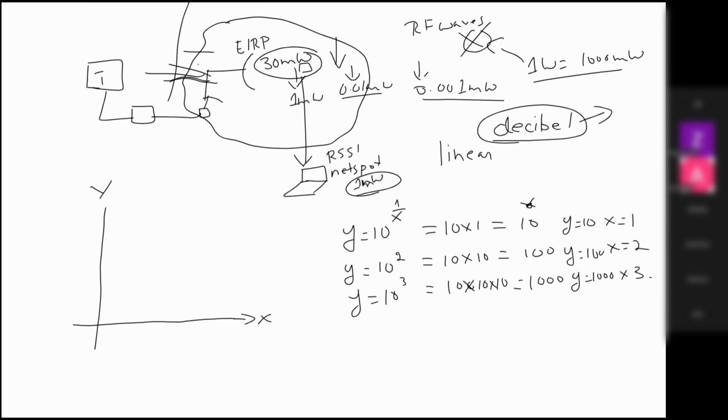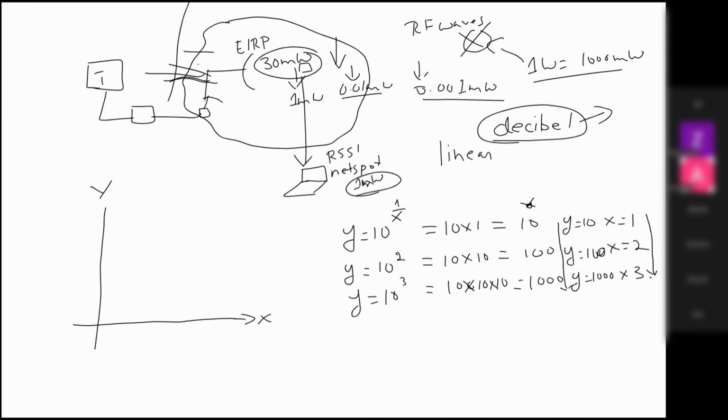So I took an equation y is equal to 10^x, and x is nothing but how many times you need to multiply this 10. If I multiply one time, the y value will change to 10. If I multiply two times, 10 into 10, the y value is 100. So you can see the y value is increasing exponentially here, but the x value is increasing linearly, like 1, 2, 3. So now come to this graph.